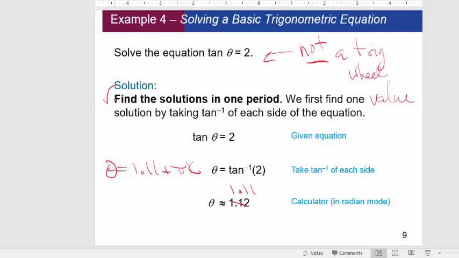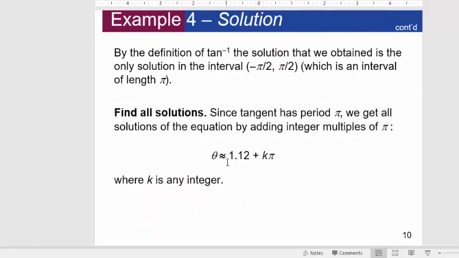All right, so it's really a two-step process. You want to first find the solutions in one period, which is just 1.11, and then you want to find what's called the general solution. That gives you all the solutions, right? And how do you get all the solutions? You just keep adding pi or subtracting pi from your original solution. And again, this is not 1.12, it's actually 1.11. So tangent is actually a bit easier because there's only one solution per period, whereas with sine and cosine, there are going to be two solutions per period.